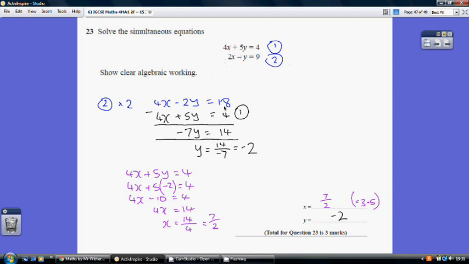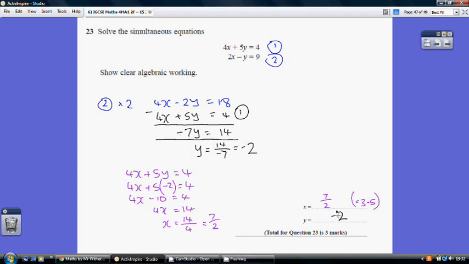So I get 4x minus 2y equaling 18. So I've got my 4x. Now line that up with equation number 1, the 4x plus 5y equals 4. Got my 4x's lined up. Now because these both have the same sign, to eliminate it I need to subtract this equation from the top one. So 4x take away 4x is nothing. It's eliminated. Minus 2y minus 5y takes me to minus 7y. Be careful there, think about the number line. Minus 2 minus 5 is minus 7. And then finally 18 minus 4 is 14. So minus 7y equals 14. Divide both sides by minus 7, we get y equaling 14 over minus 7, which is minus 2. So y is minus 2.